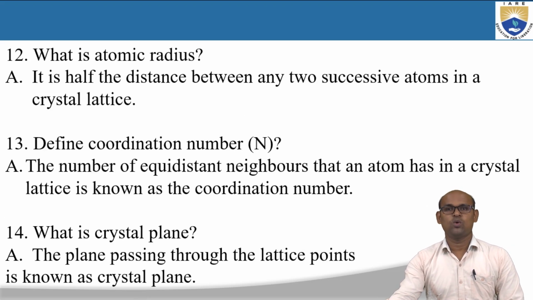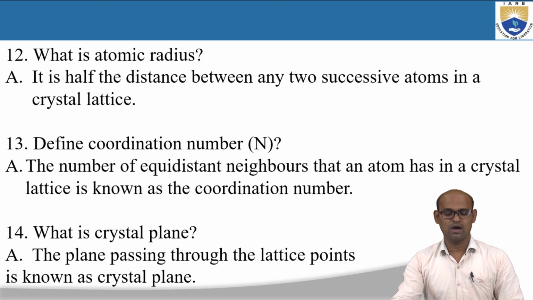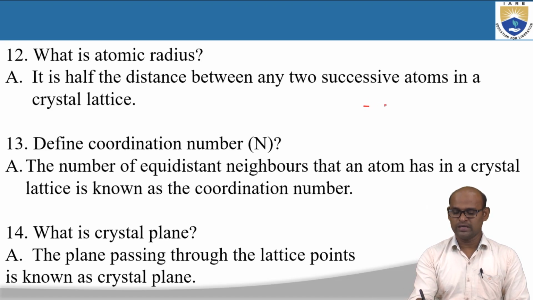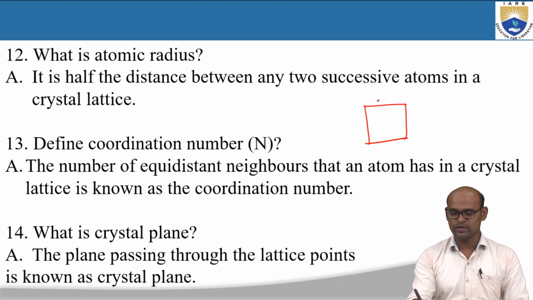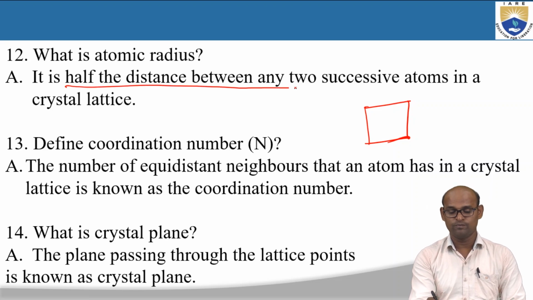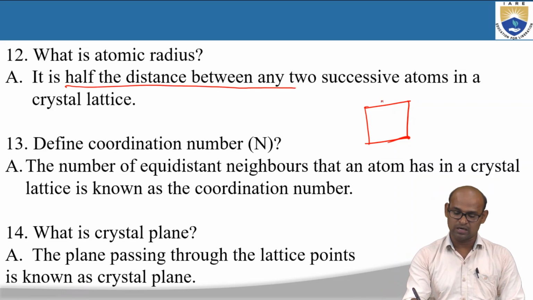The next one is, what is atomic radius? How do you define atomic radius? Atomic radius is half the distance between any two successive atoms in a crystal lattice. Suppose I have taken this cubic lattice, there is one atom here and one atom here. To define the atomic radius, it is nothing but half of the distance between any two consecutive atoms.